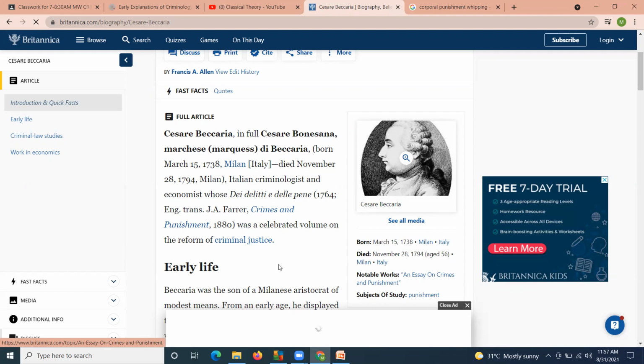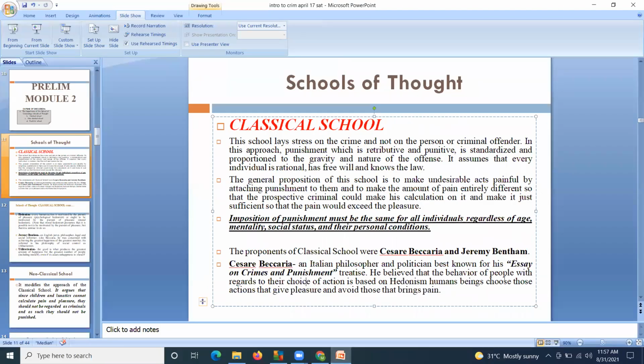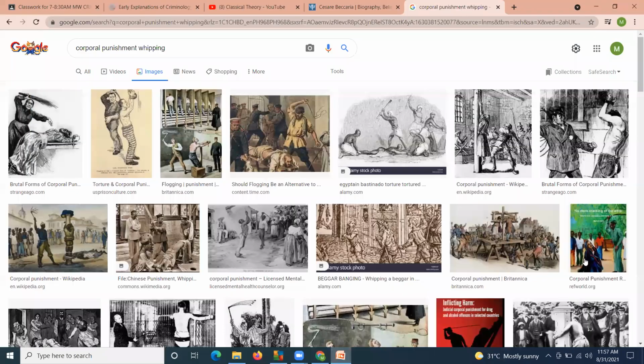His celebrated volume was on the reform of the criminal justice system. So why reform of the criminal justice system? Earlier, I showed you pictures or images of corporal punishment. So as promised, I will give a short tour about the creation of the Essay on Crimes and Punishments treatise by Cesare Beccaria. So what motivated him to create such a treatise?